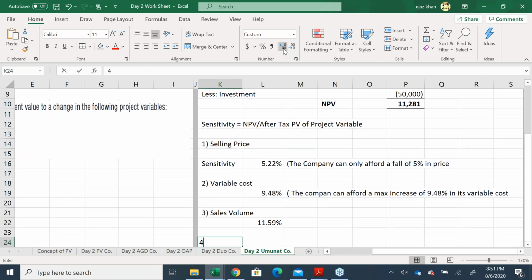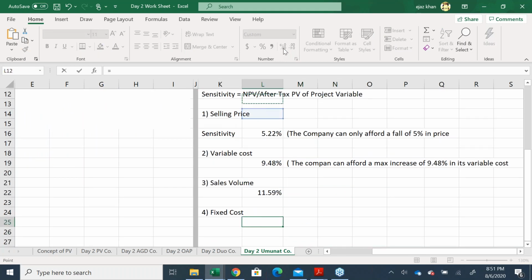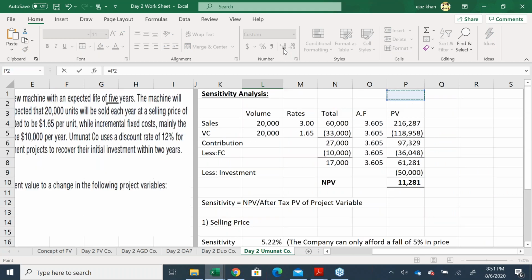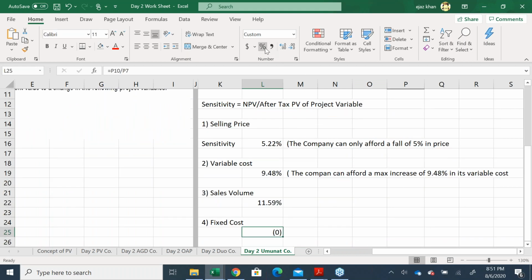Similarly, the question hasn't asked us to calculate it with fixed cost, but let's calculate it for our practice. Sensitivity with the fixed cost will be calculated in the same way. NPV divided by the present value of your fixed cost, and let's change it. The percentage is minus 31%. Let's change the sign, so it's 31.30%. So the fixed cost has to go up by 31.3% before it makes the NPV negative.